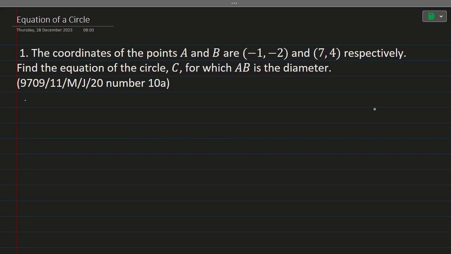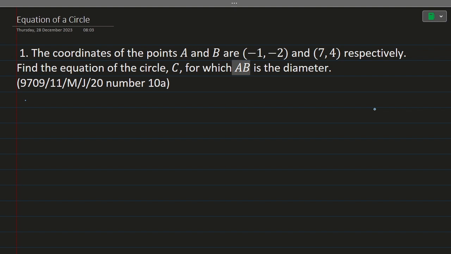I'm a former A-level student and I graduated high school with straight A stars, and I'm here to help you do the same, or if not, just to make A-level maths a little less challenging for you. So in this video, we'll be focusing on questions based on the equation of a circle.